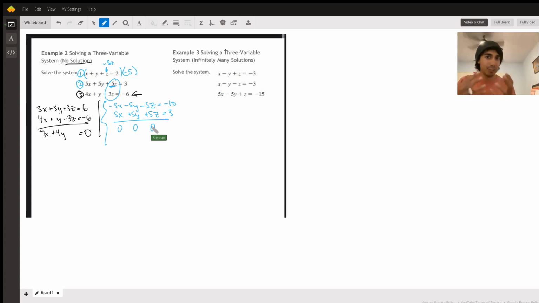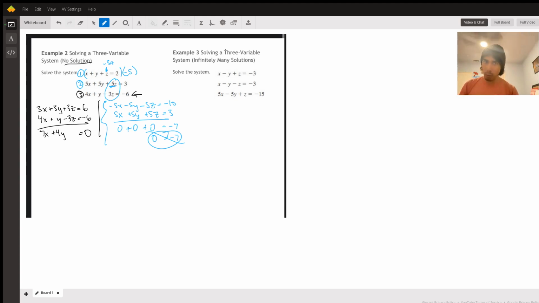So we actually end up with a perfect cancel on that side. Equals negative 10 plus 3. What is that? Negative 7. All right, 0 plus 0 plus 0 is 0. 0 equals negative 7. No, it does not. 0 does not equal negative 7. That's the thing. That's what you're looking for with no solution. So keep working through the problem as if you're trying to solve it.